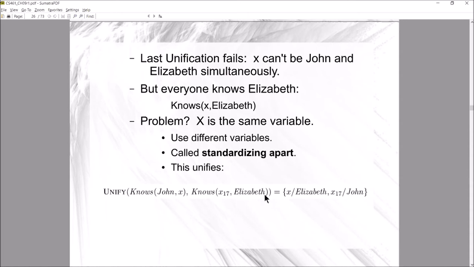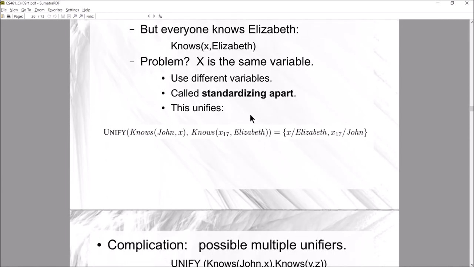So here, then, we can come up with the unifier. We can come up with a substitution where X is Elizabeth. So in sentence P, knows John, Elizabeth. And then we can come up with a substitution for X sub 17, John. And so then that makes sentence Q knows John, Elizabeth. So then they're the same. And now we found ourselves a unifier. And all we had to do was change the name of that variable in that second sentence, and it works.